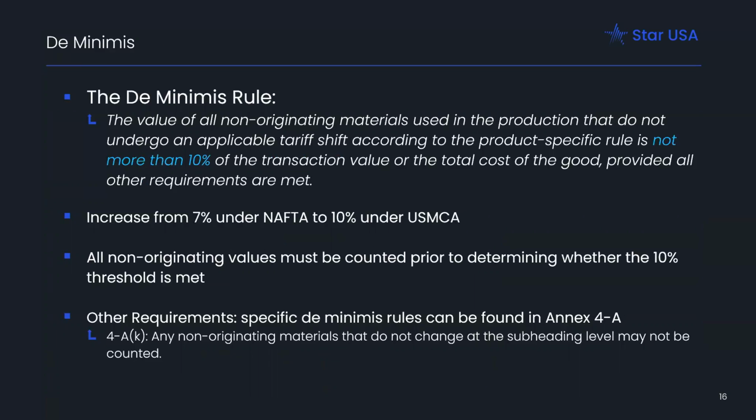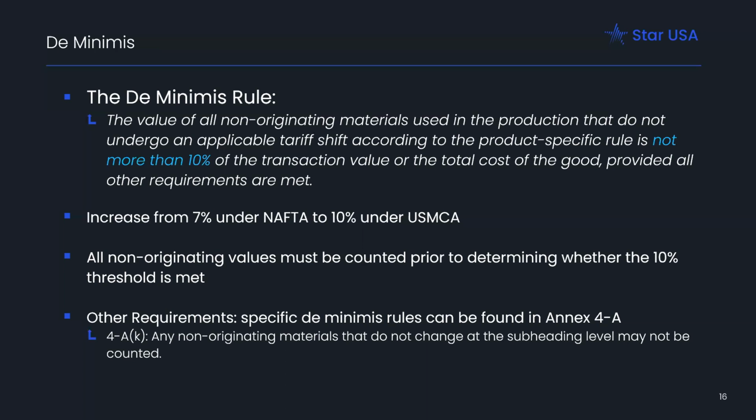There are a lot of questions about using the de minimis rule to your advantage. And the de minimis rule does allow basically for the exclusion of non-originating materials. The rule as written states, the value of all non-originating materials used in the production that do not undergo an applicable tariff shift according to the product-specific rule is not more than 10% of the transaction value of the total cost of the good, provided all other requirements are met. So you can actually eliminate up to 10% of non-originating content that does not undergo the tariff shift rule. And that 10% is a value increase from 7% under NAFTA and now 10% under USMCA, which makes it easier for you to qualify for USMCA than you had under NAFTA.